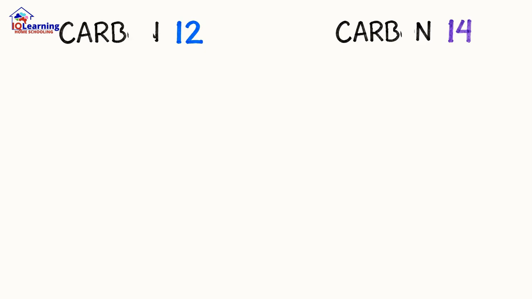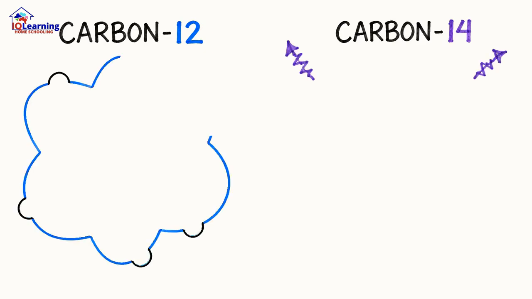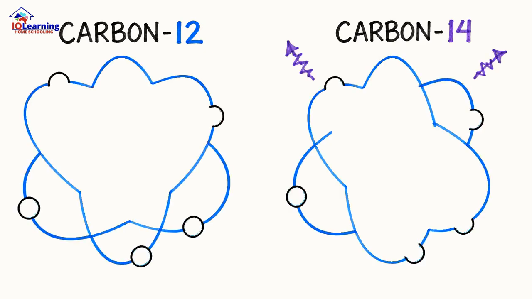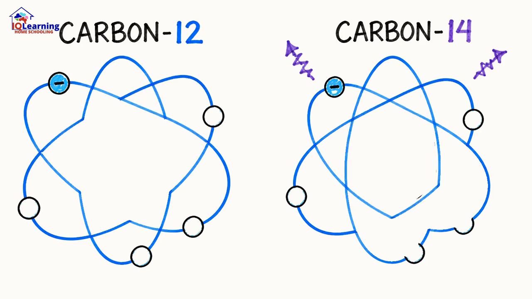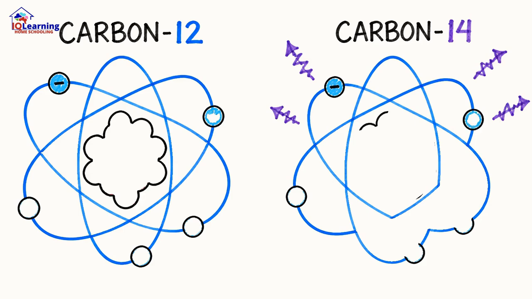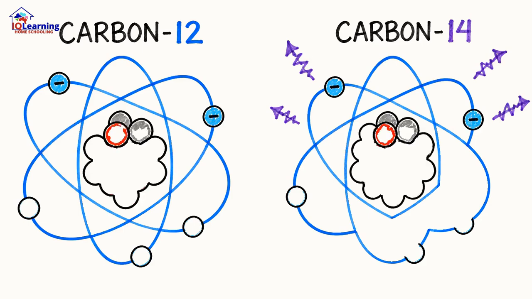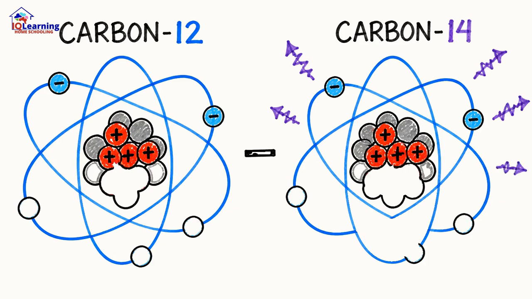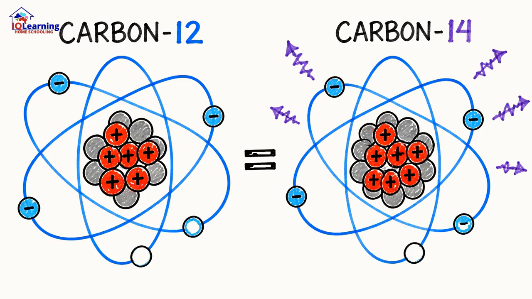And while the proton count is fixed, the neutron count can vary. Atoms with the same number of protons but different numbers of neutrons are called isotopes. Think of carbon-12, which is stable and makes up 99% of all carbon, versus carbon-14, which is radioactive and used to date ancient artifacts. Same element, different weight, different stability.